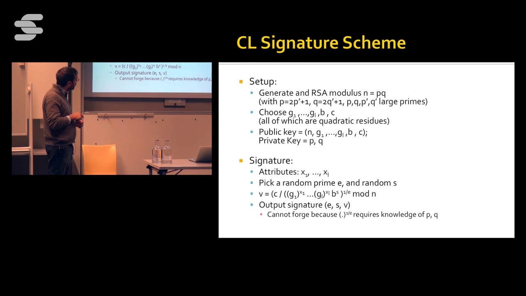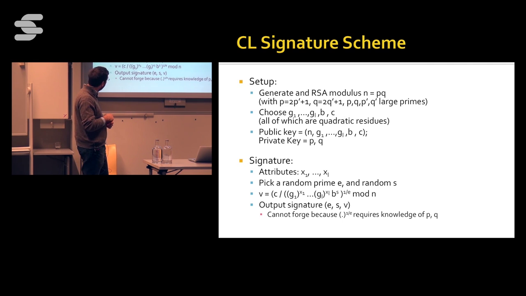So in fact, now it is difficult for someone that doesn't know p and q to compute that value, because it is difficult to find eth roots anymore, which is exactly the RSA problem as well. RSA says it's difficult to find 1 divided by e here. However, I am the signer, I do know the factorization of n, so I can compute this v. And then the signature is e, s, and v. That's it. And as I said, I cannot forge it because I cannot take the eth root without knowing p and q. You'll have to believe me on this.